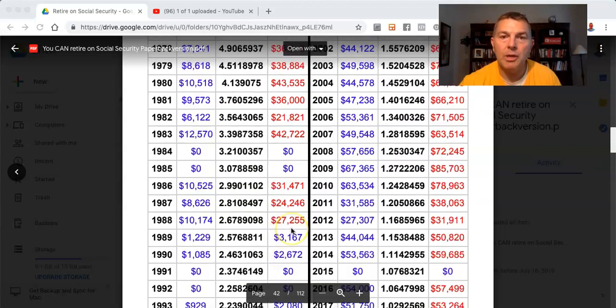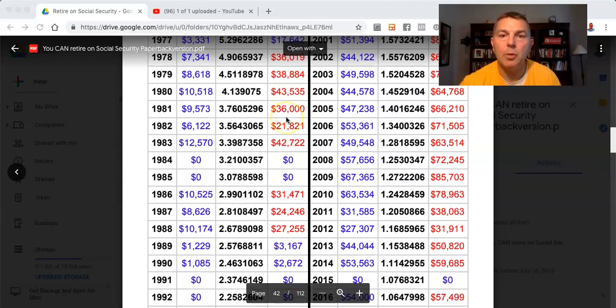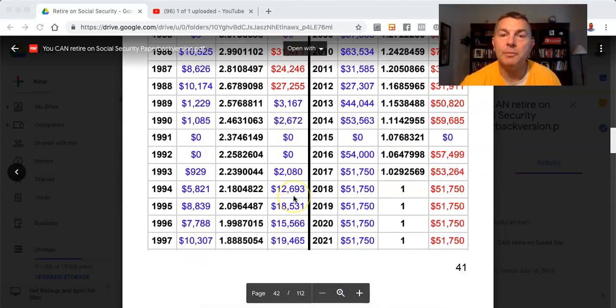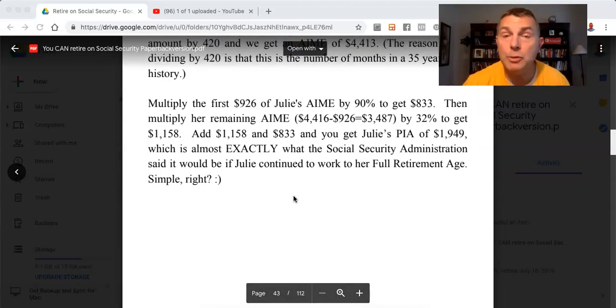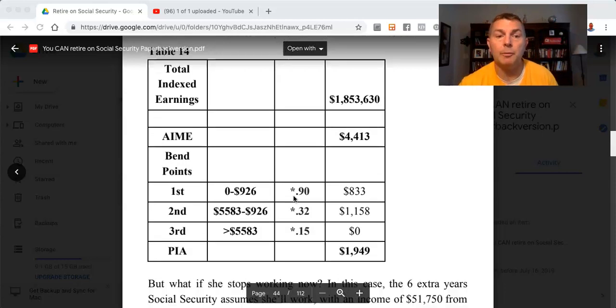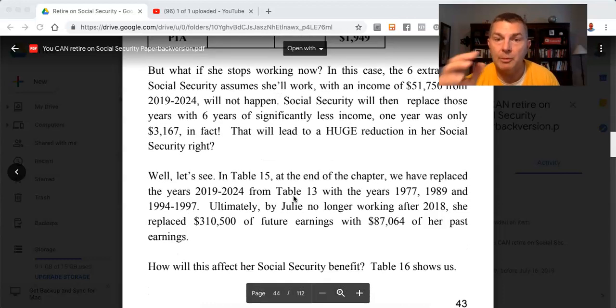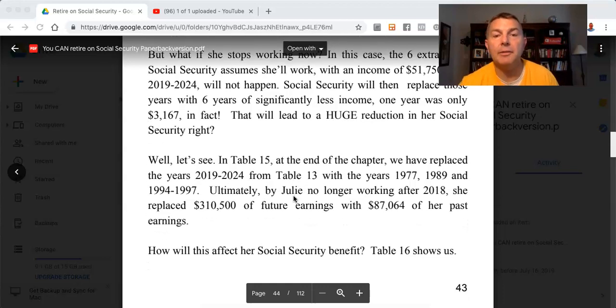These 4 will go in, and then this one right here will go in. So we're replacing all these years of $51,750 with something incredibly smaller. And it's going to be a huge reduction in her Social Security benefit, right? Let's take a look. In Table 15, at the end of the chapter, we have replaced the years of 2019 through 2024 from Table 13 with the years 1977, 1989, and 1994 to 1997.